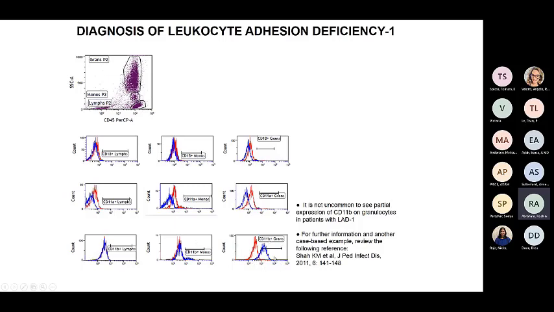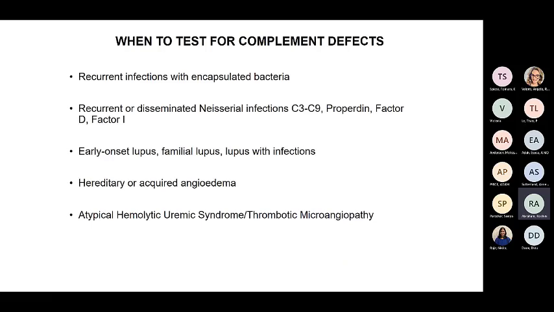With the expression of 11B on granulocytes, you can have some residual expression even if you have a mutation in this gene. But this tells you that there's no expression of CD18, which is consistent with leukocyte adhesion deficiency type 1. And then the last thing I want to leave you with is the complement defects.